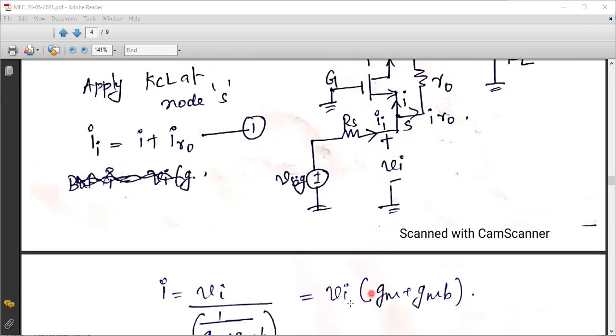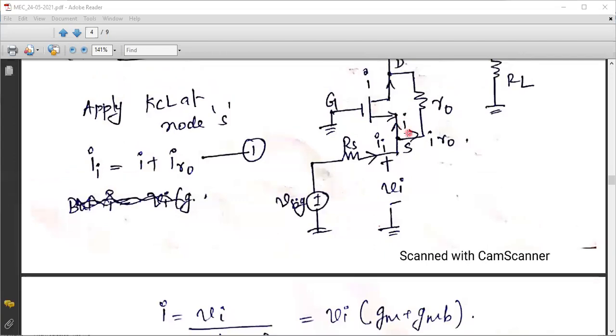So now you have the equation for small letter I.